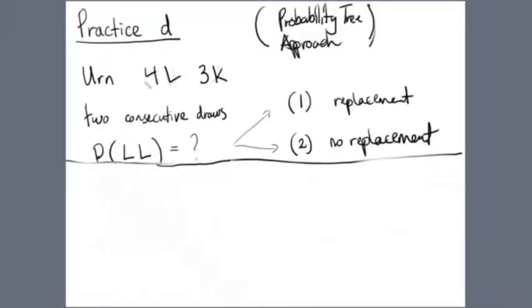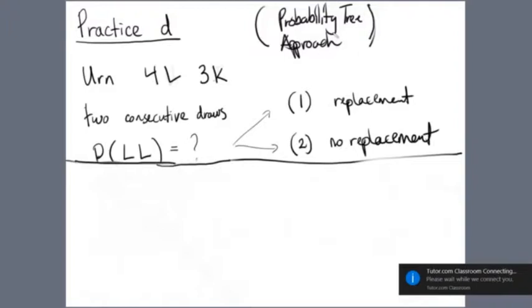Practice problem D. It's a probability question about an urn. And so we could use the probability tree approach or the sample space approach. We'll use the probability tree approach in this video, and in another video we'll use the sample space approach.